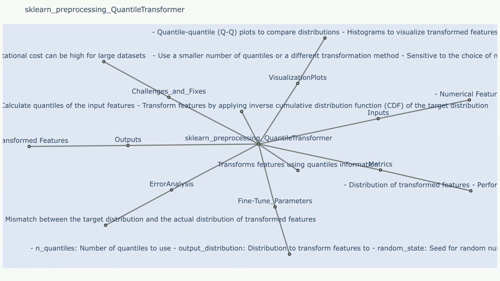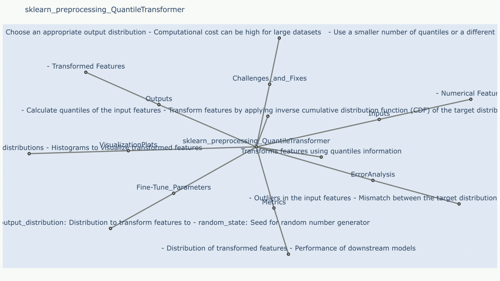Fixes to challenge 1: preprocessing. Implement outlier detection and removal techniques before applying a quantile transformer. Capping: limit the extreme values to a certain range to reduce their influence. Robust quantile estimation. Use robust quantile estimation techniques that are less sensitive to outliers.